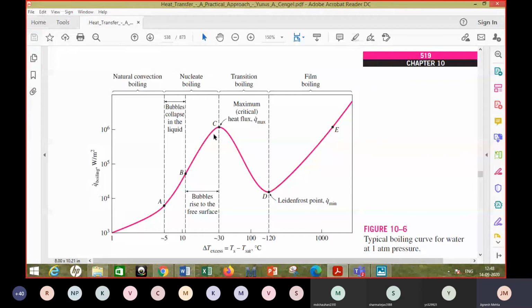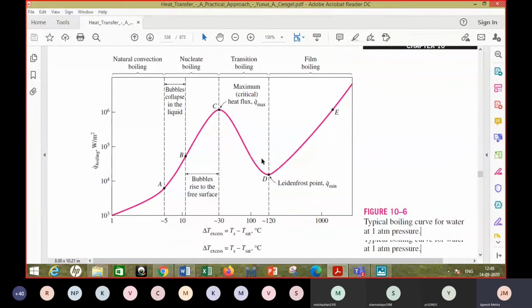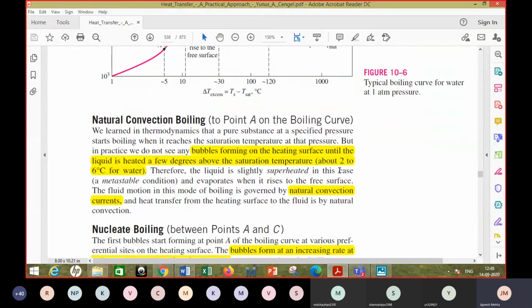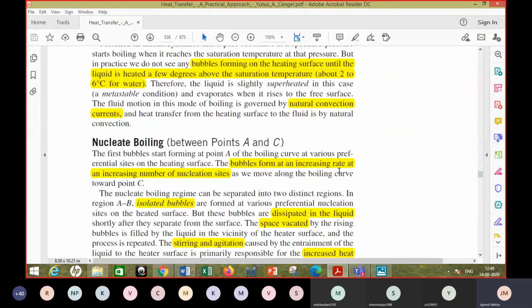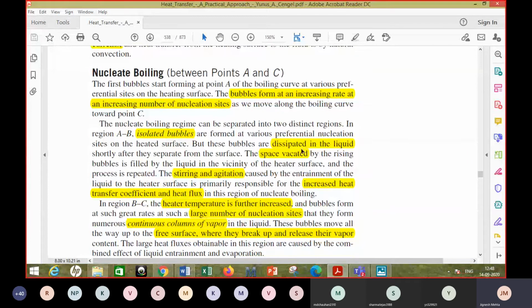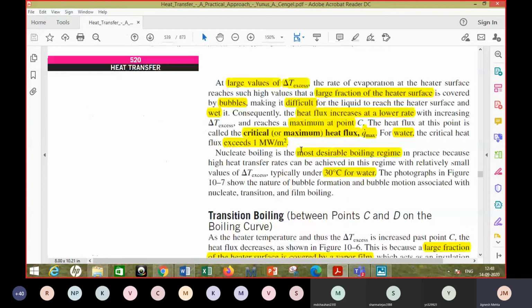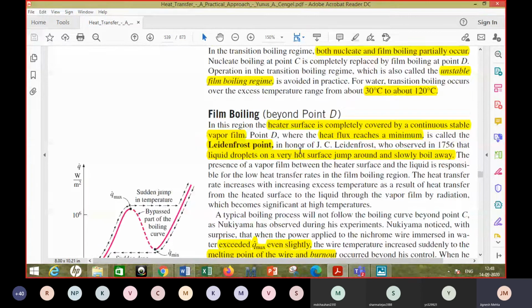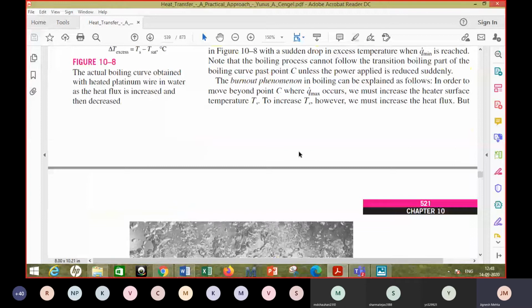Now what you see at 30 and beyond that is something unusual, right? We'll discuss that. But let me show some more photographs which will help you understand this nucleate boiling. So this is first nucleate boiling and then transition boiling and then film boiling.